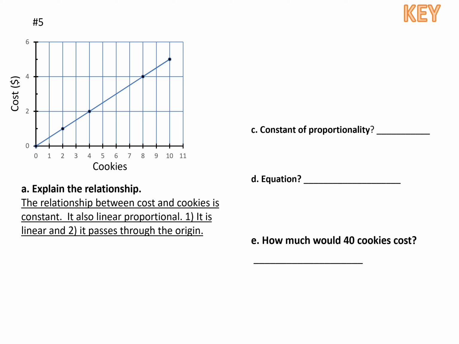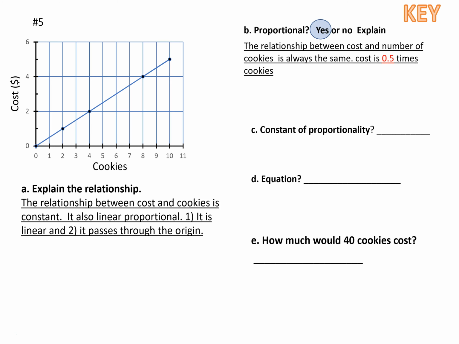It's constant. It's also linear proportional. First of all, it's a straight line. Second of all, it passes through the origin. But let's talk more about some numbers here. Is it proportional? Yes, because I still have my y and my x. So let's go ahead and fill this in for a second. If that was 2, this must have been 1. So that means every hash mark here is worth 1.